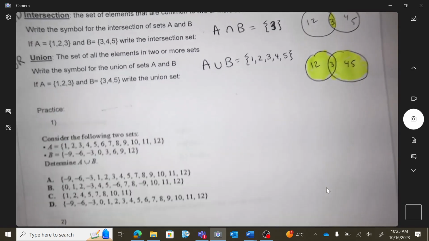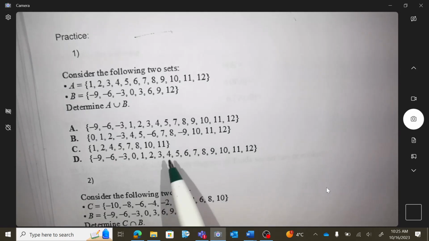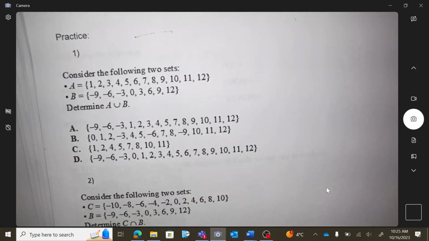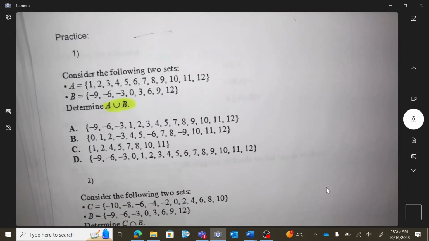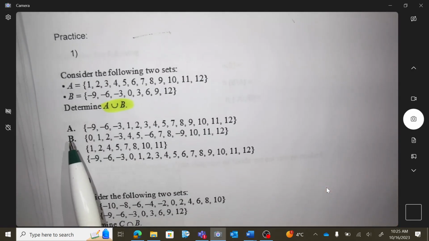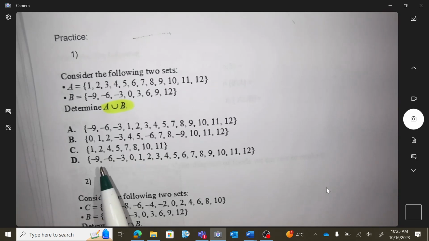Okay, so let's do some practice questions. Number 1. So here's the set A and here's a set B. We're looking for anything in A or in B. So it can be any of these. So I have to list everything I see. So which option would do that? Anybody find one that would work? And usually when I list it, I would say it gets listed in order.